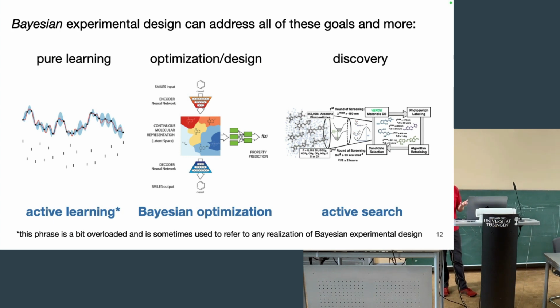And so now Bayesian experimental design can address all of these goals and more. For each of these kinds of paradigms, it will map onto a particular kind of subfield of Bayesian experimental design. If I want to do just learning, learning this mapping, that will map onto Bayesian active learning. If I want to do optimization, that maps onto Bayesian optimization. And if I want to do discovery, that maps onto something called active search. And I should say, Bayesian optimization and Bayesian active learning are not algorithms per se. It's more like a philosophical approach to learning and optimization that are all tied together through the mechanics of Bayesian inference.